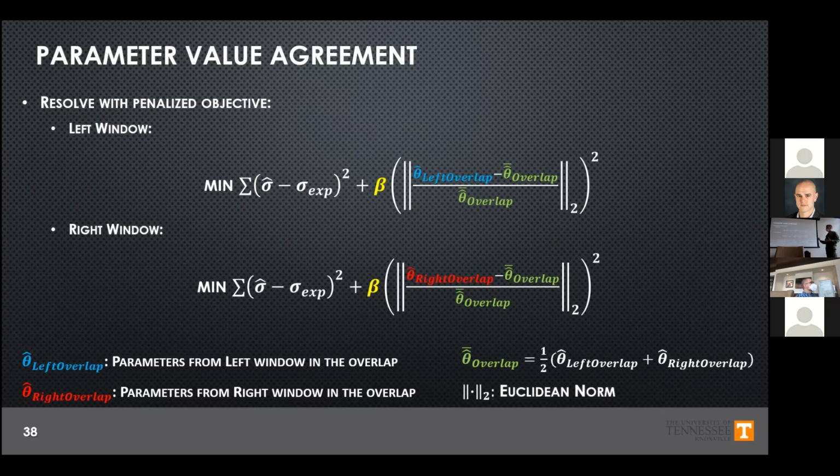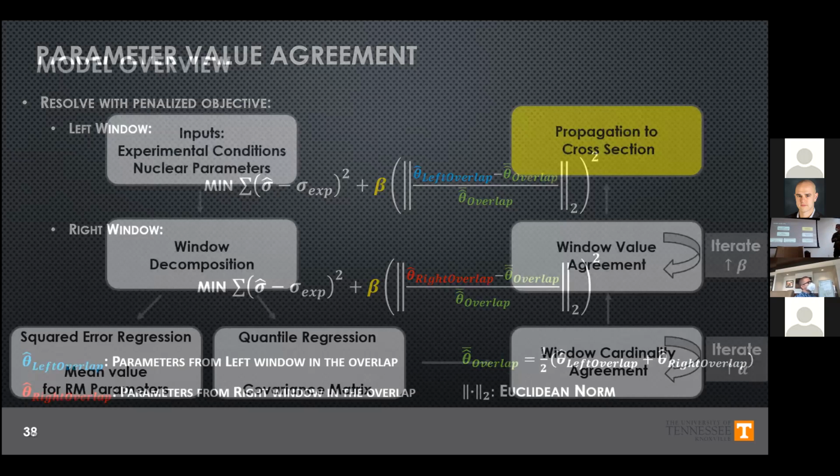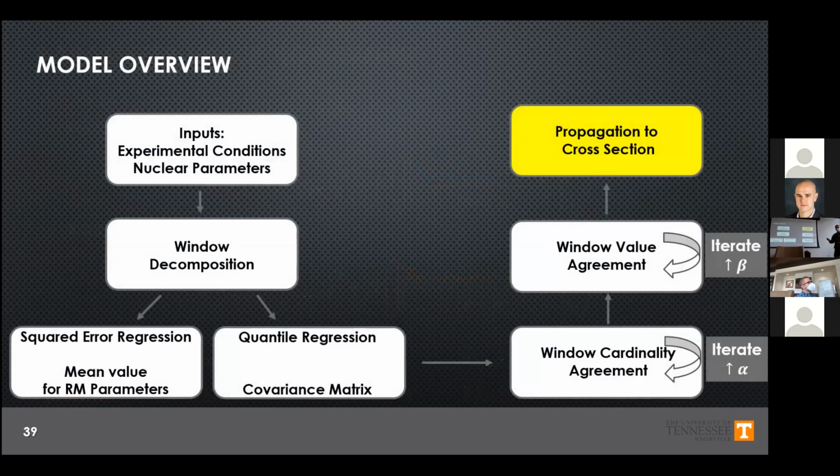Again, we're going to start with a small beta value. This is an iterative process. We're going to keep increasing beta until we can get the maximum element of this difference to be within 1%. So we're able to then get, for each of our overlaps, they agree on the number of resonances and the values of those resonances. But again, this parameterization is just representing the cross-section space. And we ultimately care about the error in the cross-section space. The error in the parameter space is not as important.